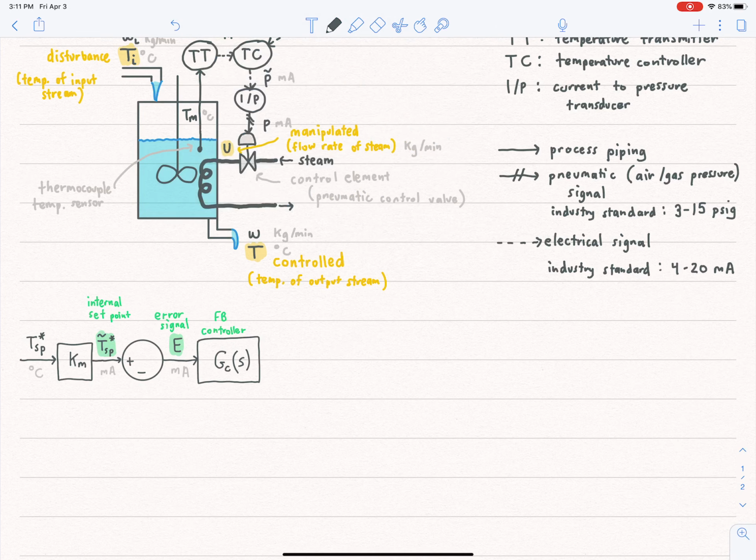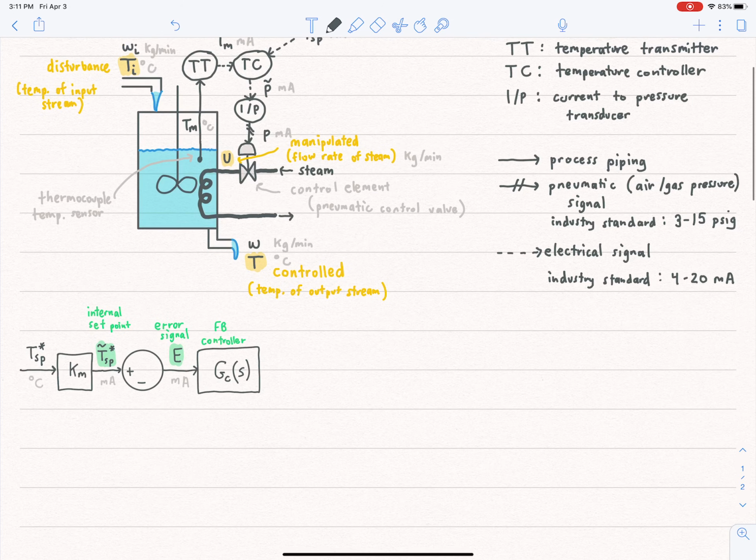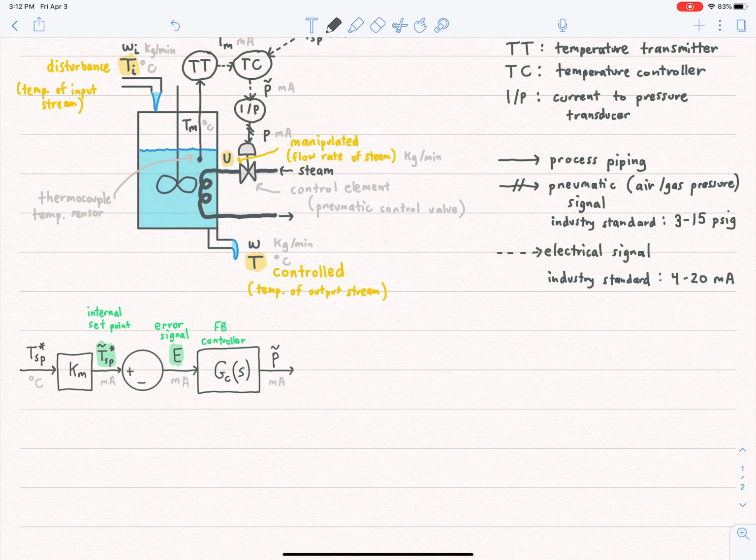And then last time we treated the controller as directly outputting the manipulated variable U, but here we're including more details. So what the controller really does is output a milliamp signal, P tilde, to the current to pressure transducer. So the controller doesn't spit out a pneumatic signal, it spits out an electrical signal, okay? It's a computer, right? So it can't spit out a pneumatic signal.